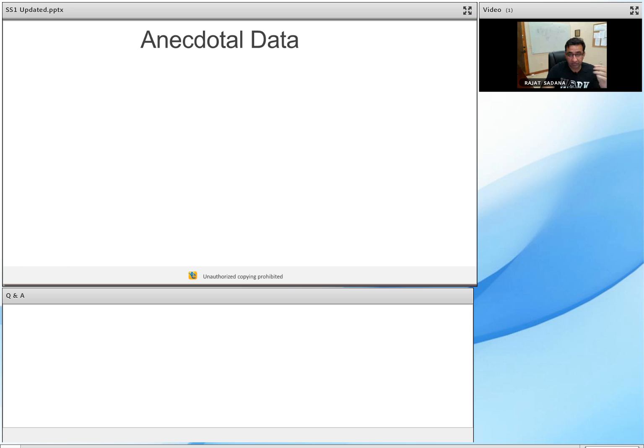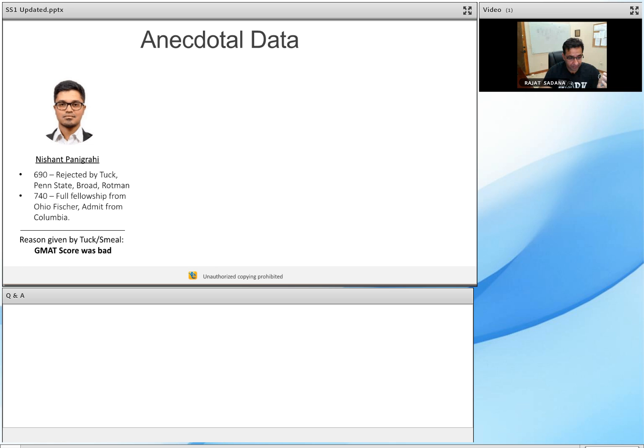So this is some statistical data, overall stats. We get about 10,000 students every year, so we get a lot of anecdotal data as well. And again, here are some examples.